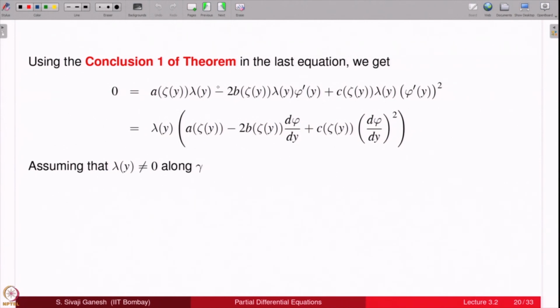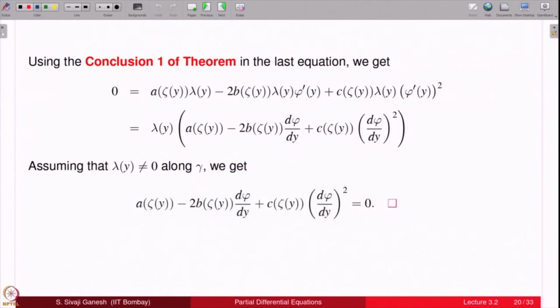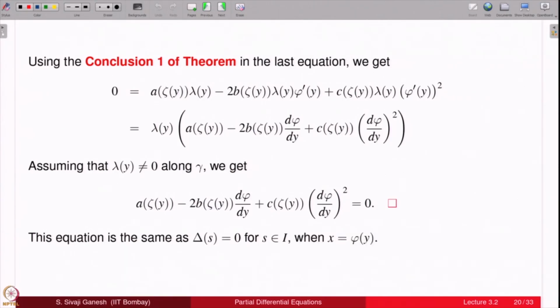Assuming that lambda y is not equal to 0 along gamma, the one in the brackets must be 0. If lambda y is not equal to 0 for all y, then the one in the parenthesis must be 0. So, we get this differential equation, and this equation is the same as delta s equal to 0 for s in I, the same equation when x equal to phi of y. So, we have assumed that the curve is of the form x equal to phi of y.